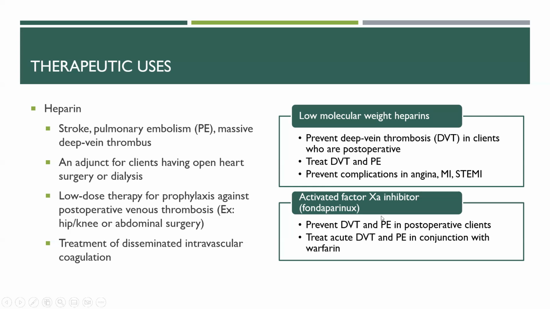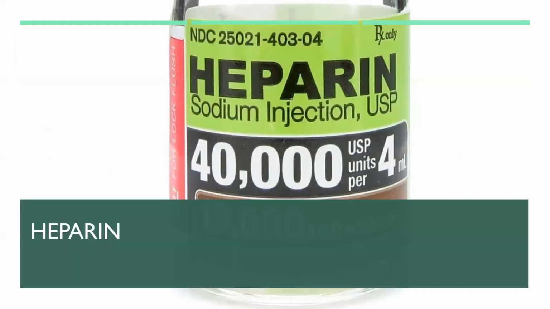And MI is myocardial infarction. And if you remember from my last video, a myocardial infarction is that tissue death. Because remember, ischemia is lack of oxygen flow, infarction is actual death. You've got activated factor Xa inhibitors, which prevent DVT and PE in postoperative clients. They treat acute DVT and PE in conjunction with warfarin.